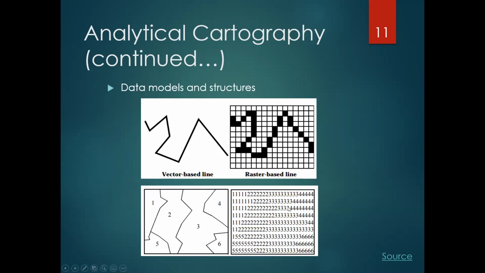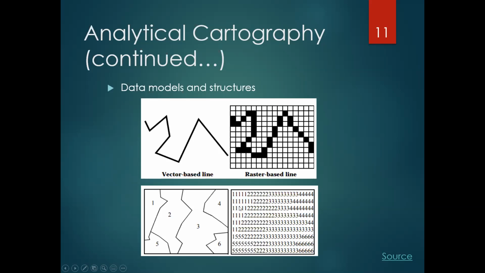Here, we cannot use linear features to separate or differentiate them. We use cells with different values to show these 6 polygons. For example, polygon 1. All those cells occupied by polygon 1, each one is given a specific value. That specific value is 1. Right? So all those cells with value 1 form polygon 1.